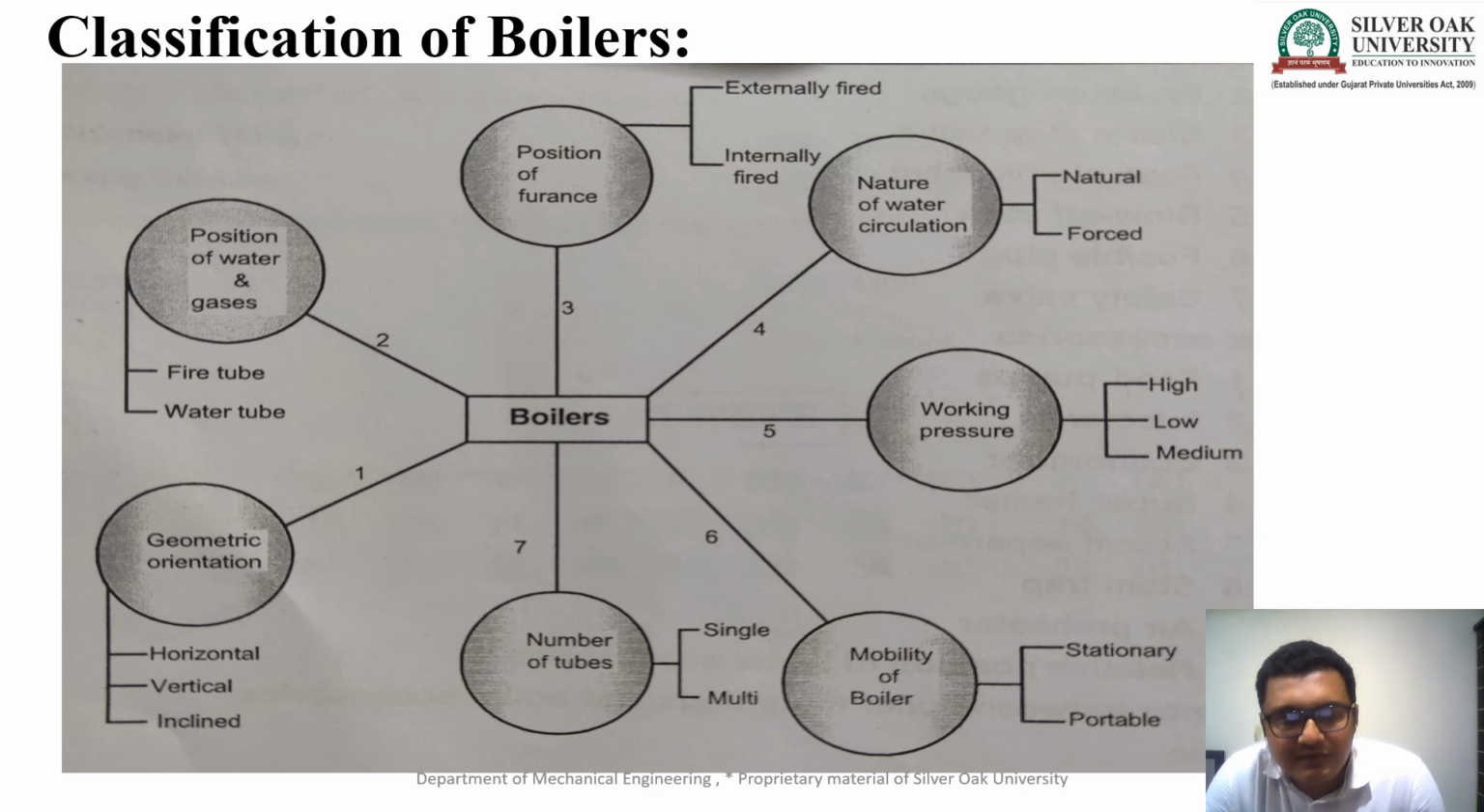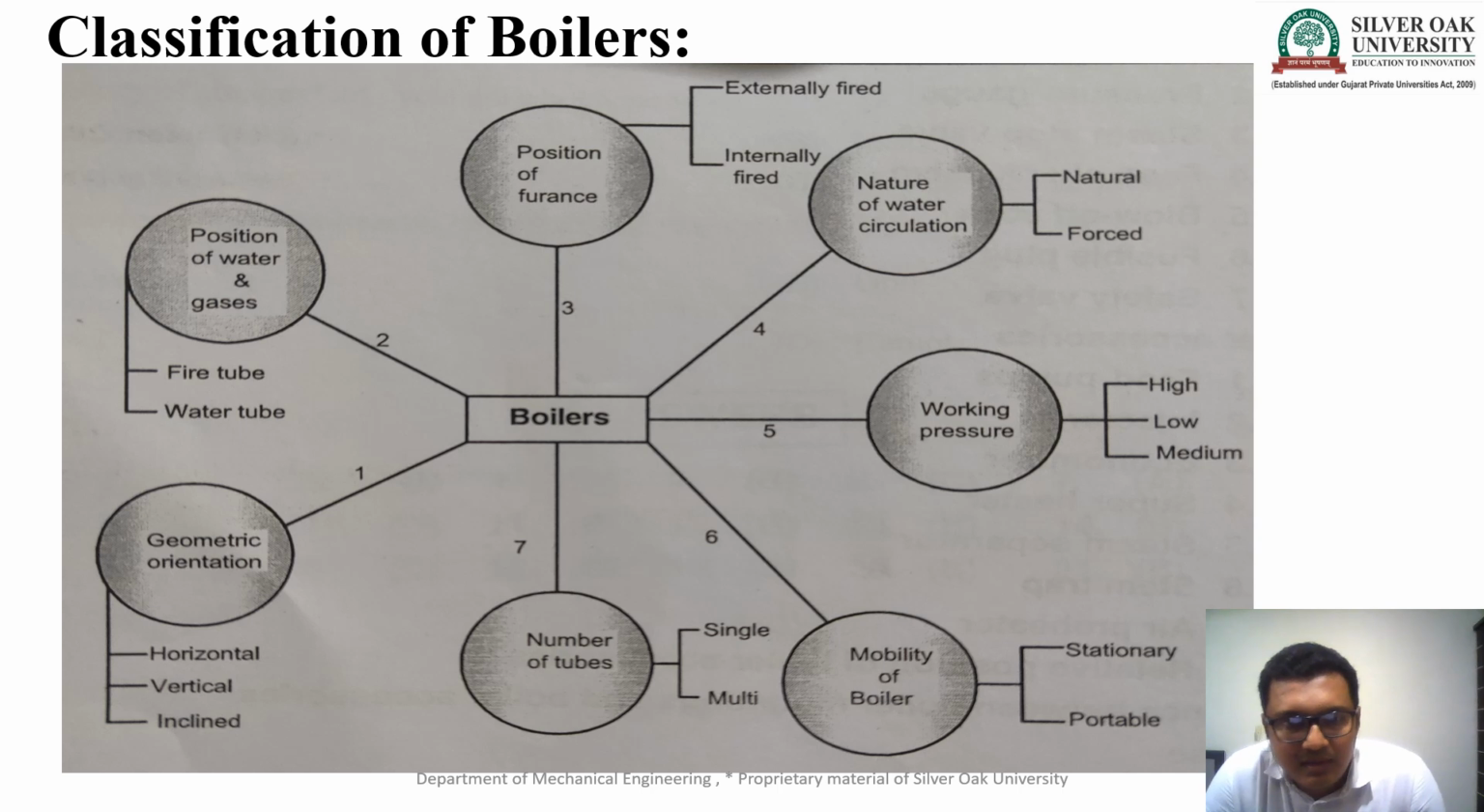Now the fifth one, according to the working pressure, we have 3 types: low pressure boiler, medium pressure boiler and high pressure boiler. 3.5 to 10 bar is called low pressure, 10 to 25 bar is called medium pressure, and above 25 bar is called high pressure.